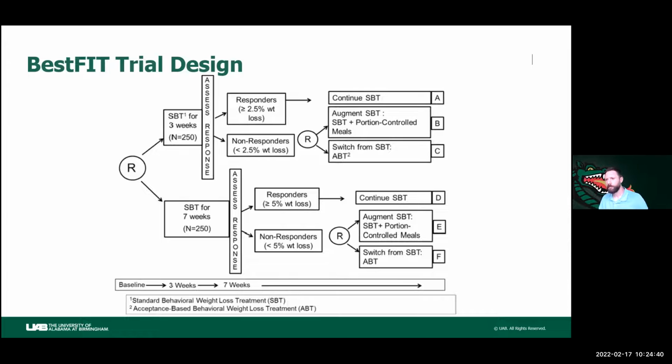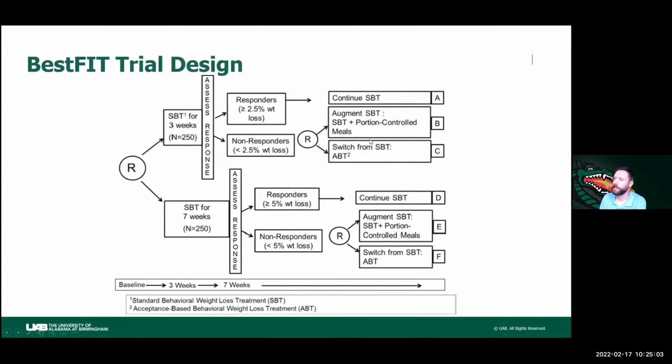Participants were initially assigned to either 3 weeks or 7 weeks of standard behavioral weight loss treatment. The response criteria were appropriately different for each duration. So that was 2.5% for the 3-week arm versus 5% for the 7-week arm, because they were in that first stage for twice as long, right?